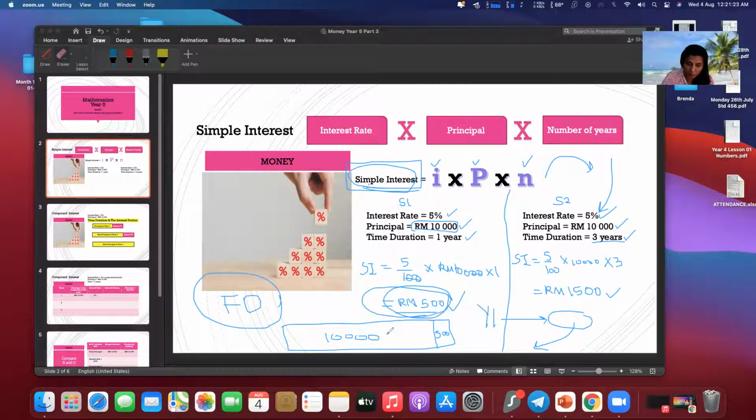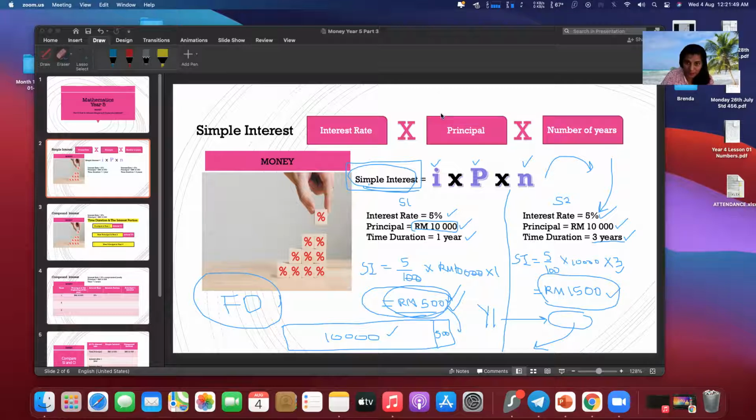And the following year, your 10,000 is still in the bank. The bank will give you another 500. And then you go to the bank the second year and you take out your money. You still have 10,000 in the bank. And for the third year, the bank would still give you another 500. So all your 500, 500, 500, if you added it up in 3 years, you would have 1,500. That is simple interest.